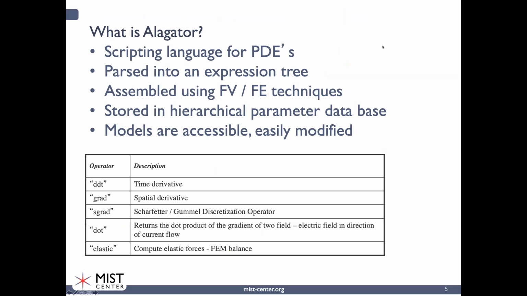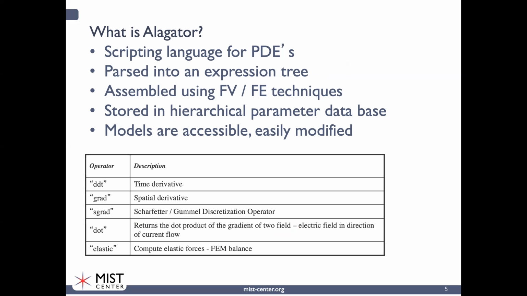So Alligator is a scripting language for partial differential equations. That gets parsed into an expression tree. It's assembled using finite element techniques, stored in a hierarchical parameter database. And this makes the models easily accessible and easily modified. One of the things that's really great about this is a 50-line script sets up a really complicated device simulation, and you can change the mobility model because it's right there on the command line inside that script. You don't have to learn C++, understand all of the classes that implement this, and access all of the data that you would need.